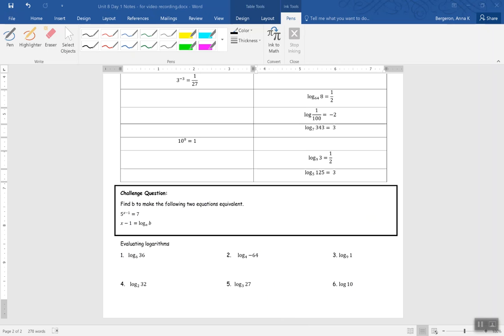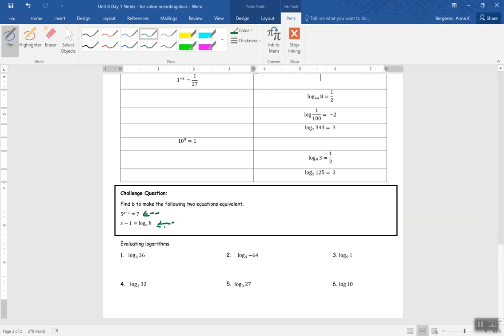So now I want to just look at this challenge question. Rewriting should be something that feels pretty easy and familiar to us, or as you went on, it felt pretty simple to do. But there is different ways that they can ask the question. So for instance, this challenge question says, find B to make the following two equations equivalent. As you can see, this first equation is an exponential form. The second equation is logarithm form. So what they want is that these two have the same values that you're solving for.